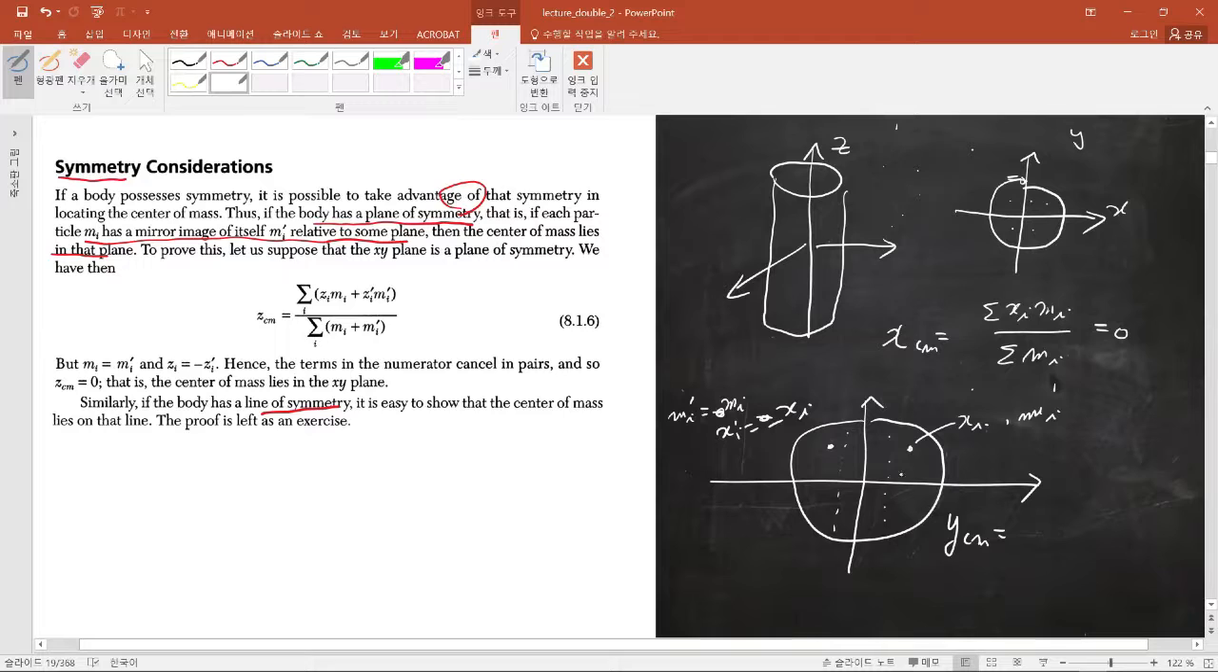If you have any contribution of y, it will precisely have the contribution, the mirror of this, like this. So the y center of mass is also 0, even without calculating here.